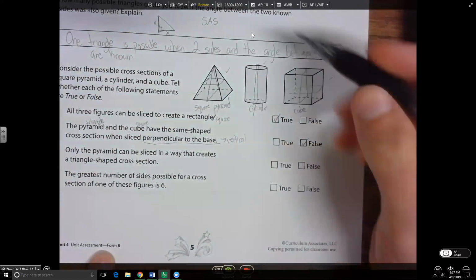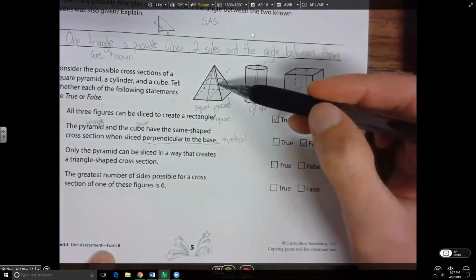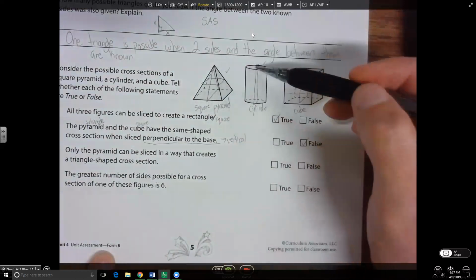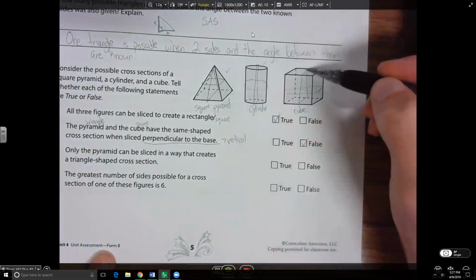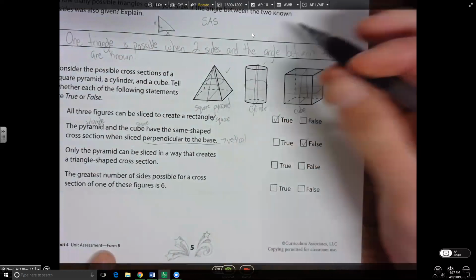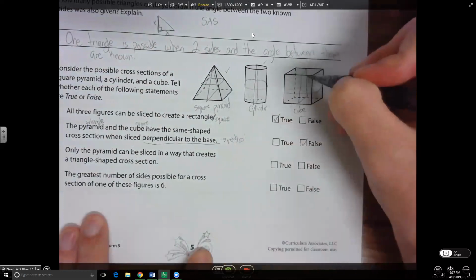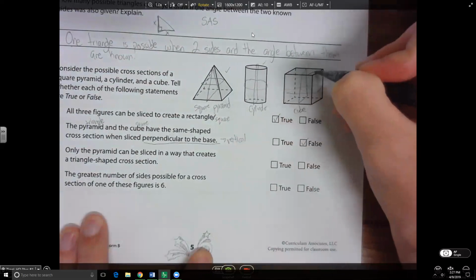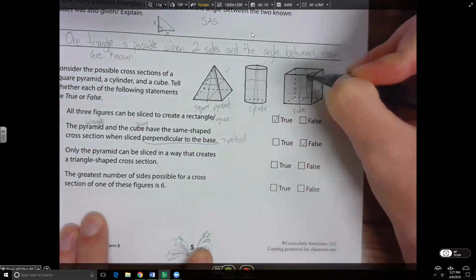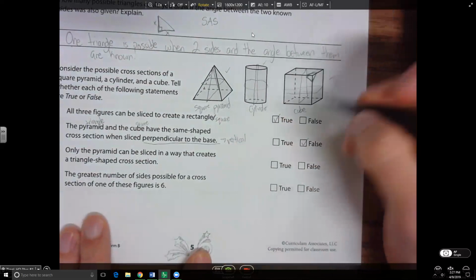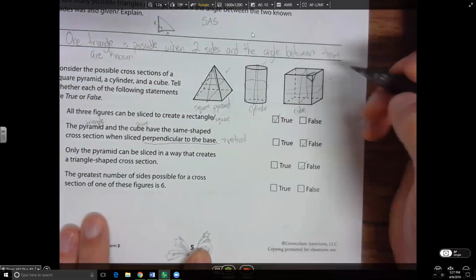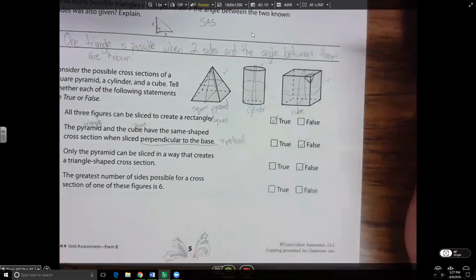Now if we look at the pyramid, we see the triangle there. The cylinder would be a rectangle, and then horizontally would be a circle. A cube, if we did it vertically or horizontally, would both give us a square, but I could cut off this corner here, and when I cut off that corner, I could see that shape would be a triangle. So that one would be false because I have two shapes that would give me a triangle.